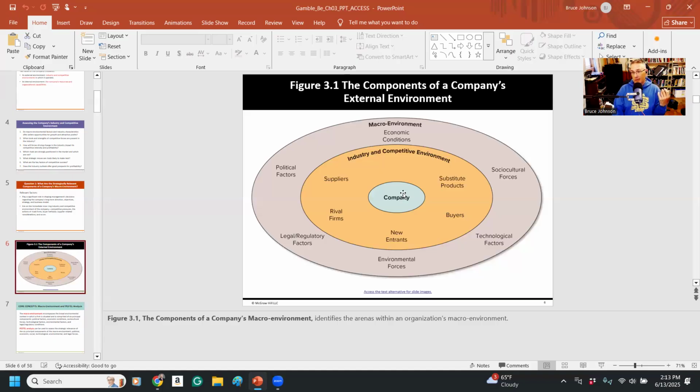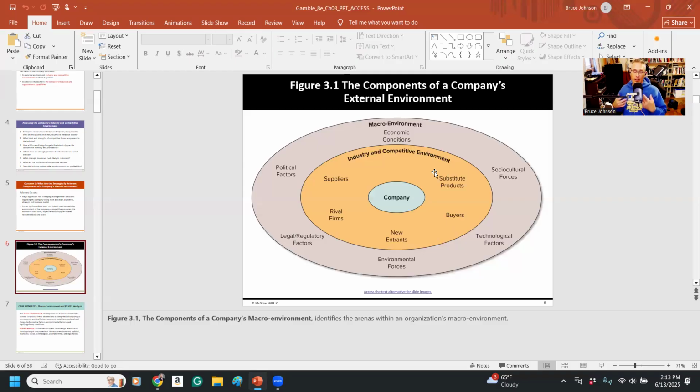You might use, let's say, a balanced scorecard approach. Outside of that, we're trying to figure out how the company relates to all of these. That's Porter's five forces. And then outside of that, you have the PESTEL. So when we're trying to figure out where we go as a company, those are the things we're looking at.